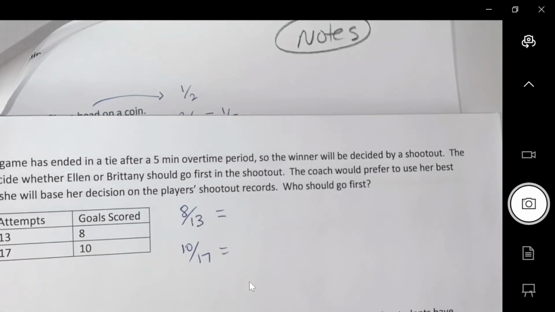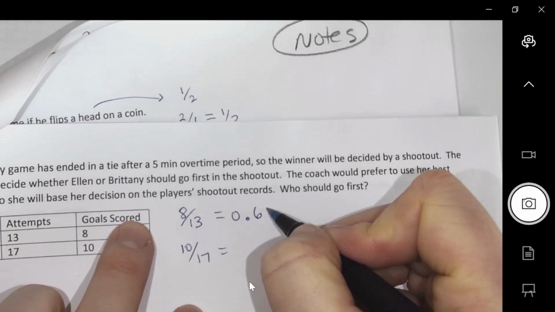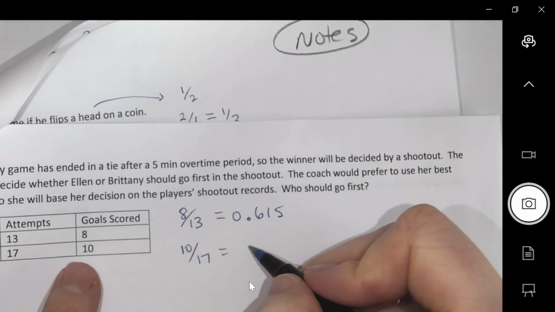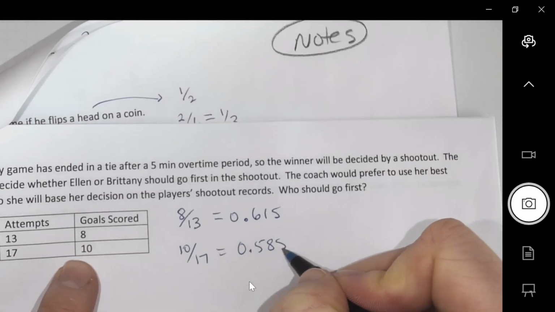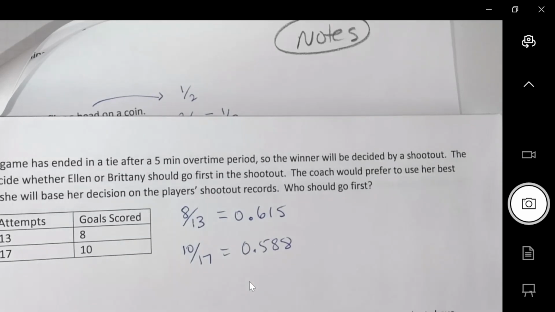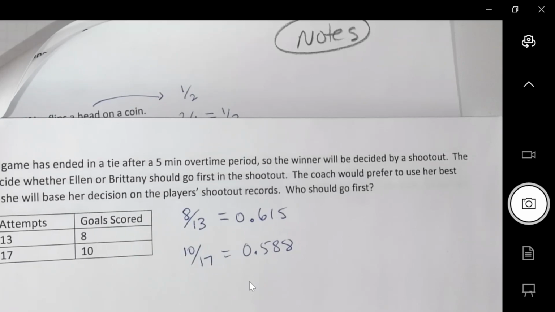You know what I'm going to do? I'm going to put those as decimals because that's hard for me to compare those fractions. So I'm going to just change them both to decimals. So who should the coach pick? He'll want Ellen to go first. Ellen has a better probability.